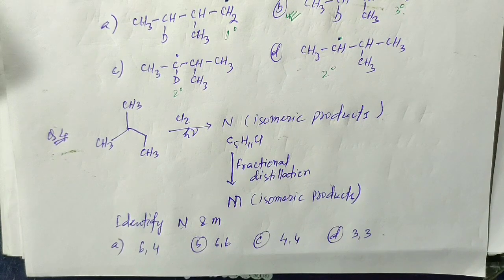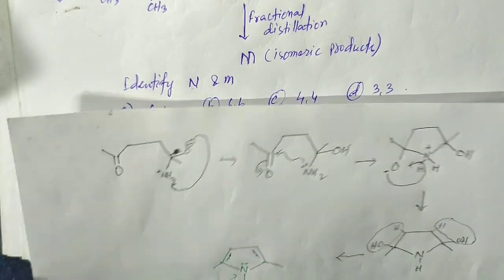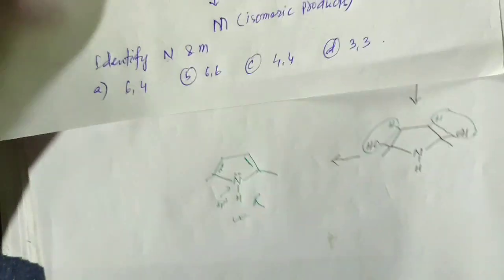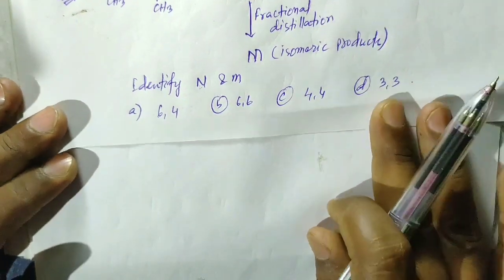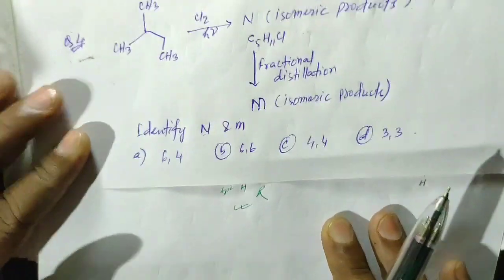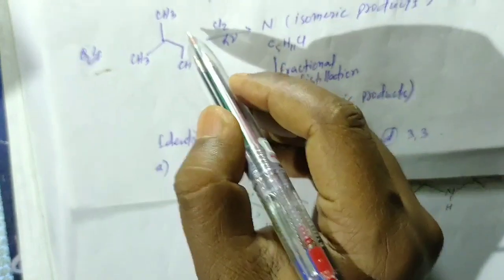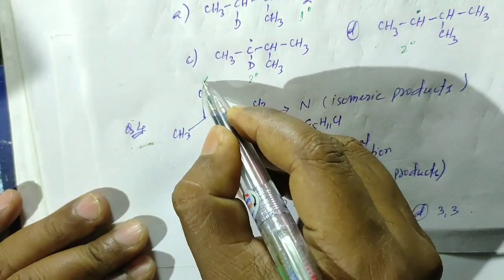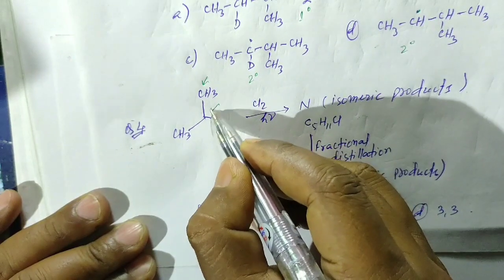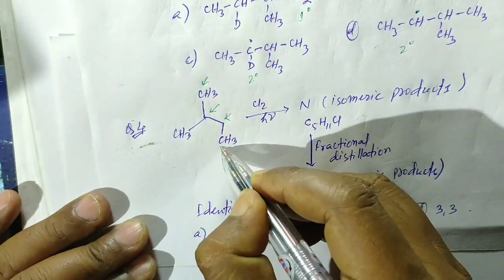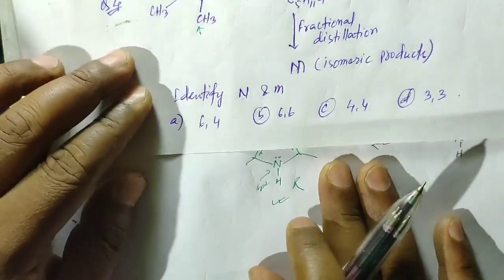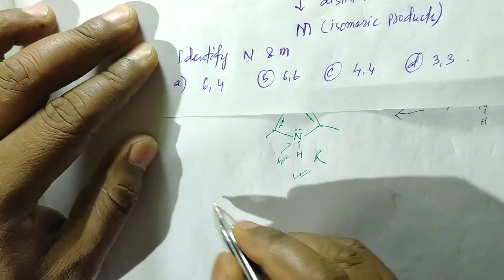We need to select from these numbers. For this again I need to take one page. Let us do it on this page only. Now chlorine can be substituted on this carbon atom, these are the same, on this carbon atom, and this carbon atom. Four possibilities are there. So let me write all the four products.